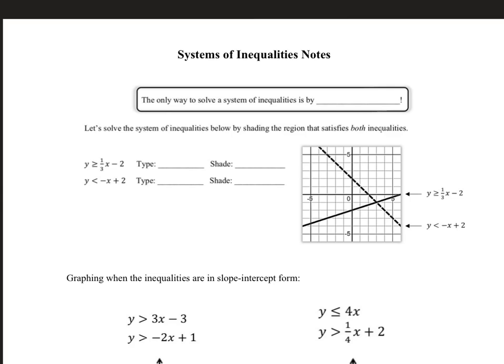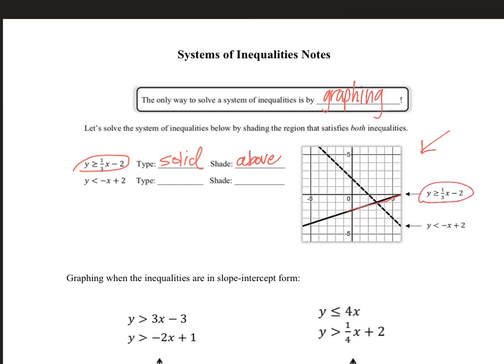The only way to solve a system of inequalities is by graphing. So that's what we're going to be doing. Right here, you have two inequalities on this graph. And let's go ahead and look at this first one. So this is going to create a solid line, not a dashed line, because it's greater than or equal to. And then since it's greater than, we are going to be shading above the line because with inequalities, we need to shade.